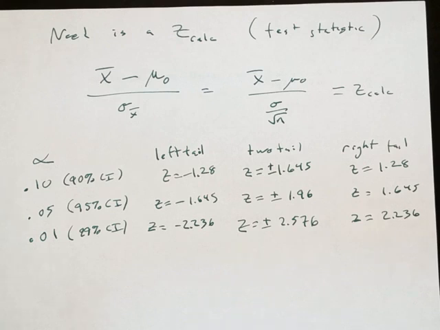With that in mind, I can now ask the question: if I'm doing a left tail test and my Z calculated is too far down, then I'll reject. If I'm doing a right tail test and my Z calculated is too big, I'll reject. If I'm doing a two tail, then it can be either too big or too small. So we usually take the absolute value and say, is the absolute value too big? But now I have a decision rule.